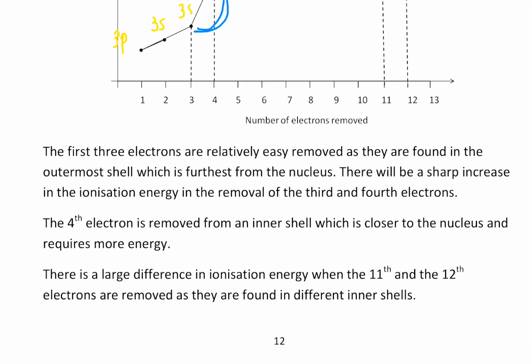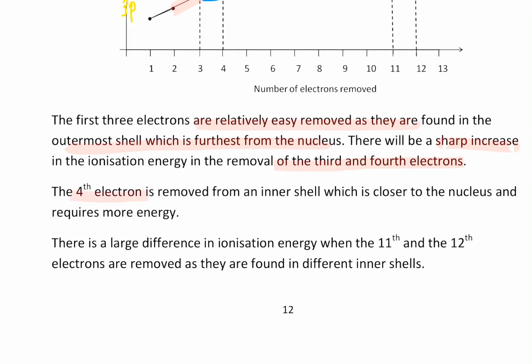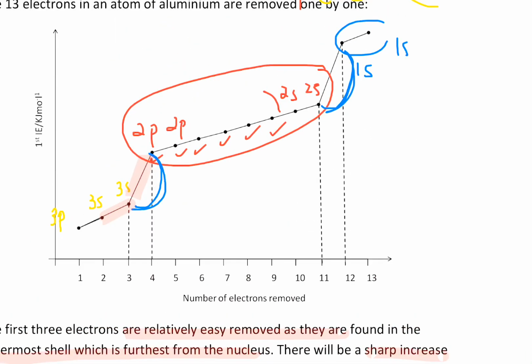So the first three are relatively easy to remove as they are in the outermost shell. There will be a sharp increase when the third and the fourth electrons are being removed. Here there is going to be a slight increase, but here you see the sharp increase. That sharp increase is because the fourth electron is removed from an inner shell closer to the nucleus and requires more energy. And there is again a large difference in ionization energy when the 11th and 12th electrons are removed. So over here you have a second large gap.